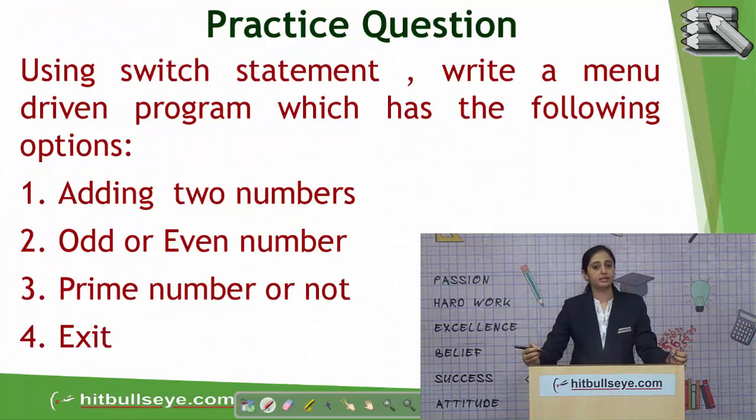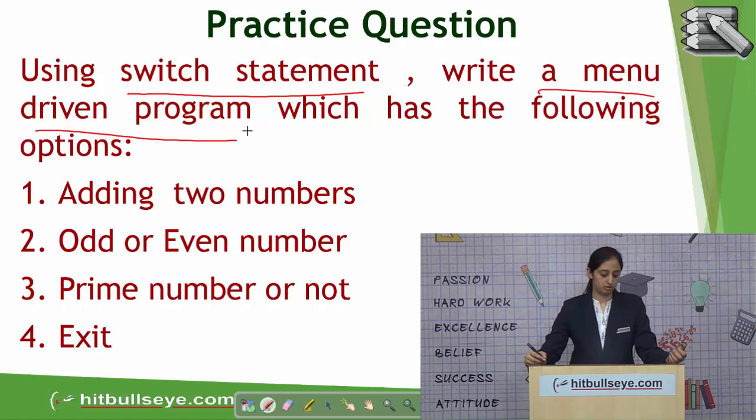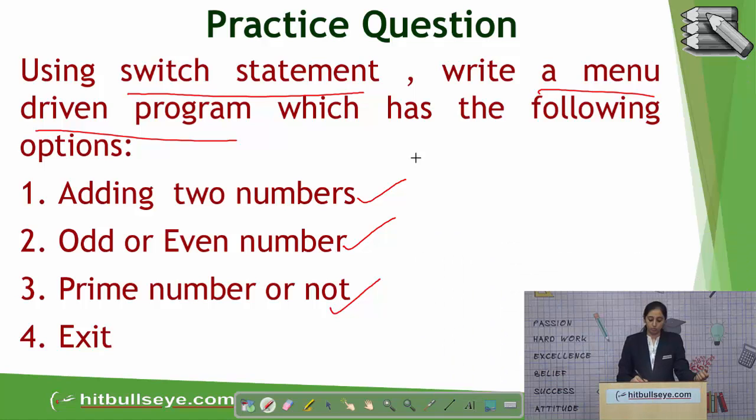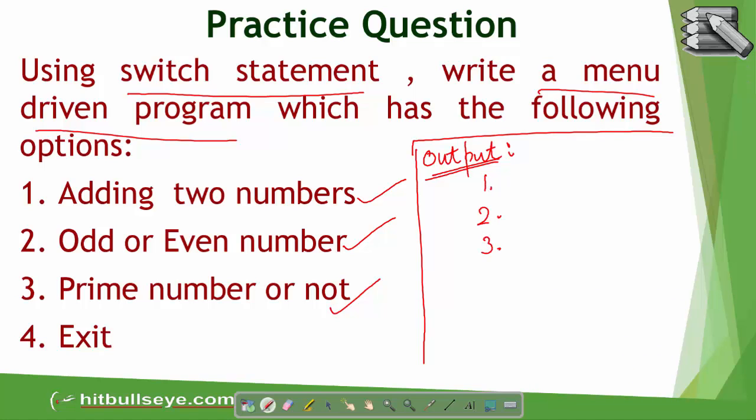Now focus on the practice question. Using a switch statement, write a menu driven program which has the following options: adding two numbers, odd or even number, prime number or not, and exit. So we have to make a menu driven program in which the output has the 4 options given in the question. And now we say switch i, the value of that case, the value of i will be provided by the user.